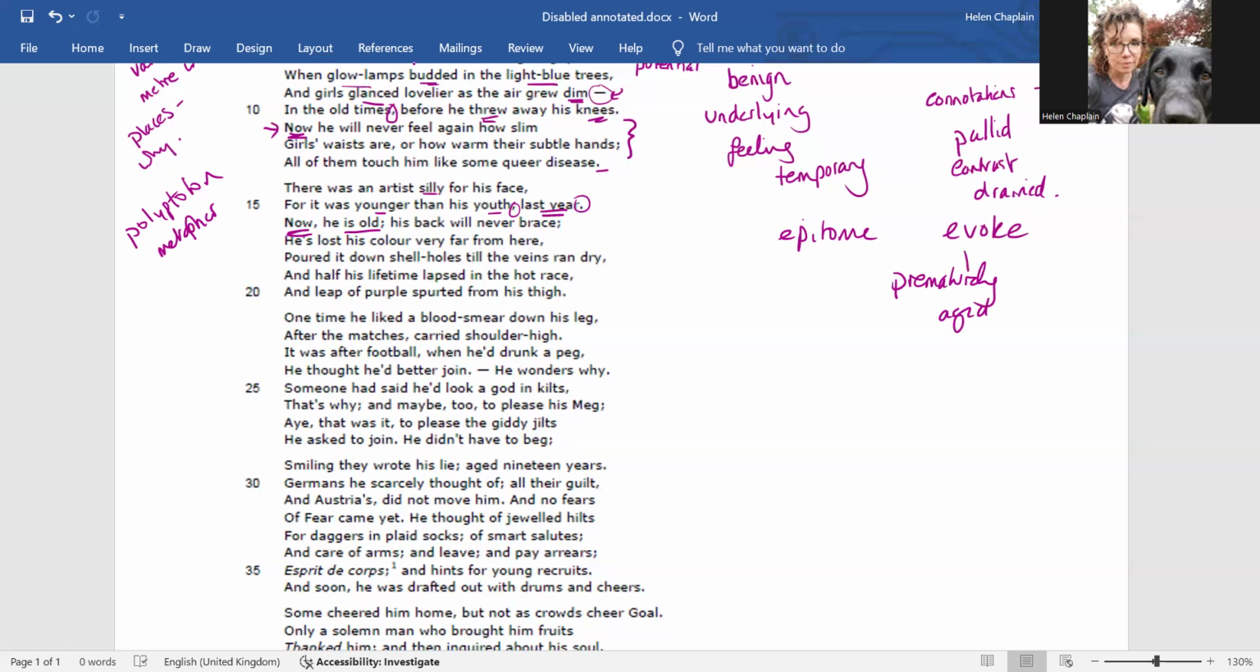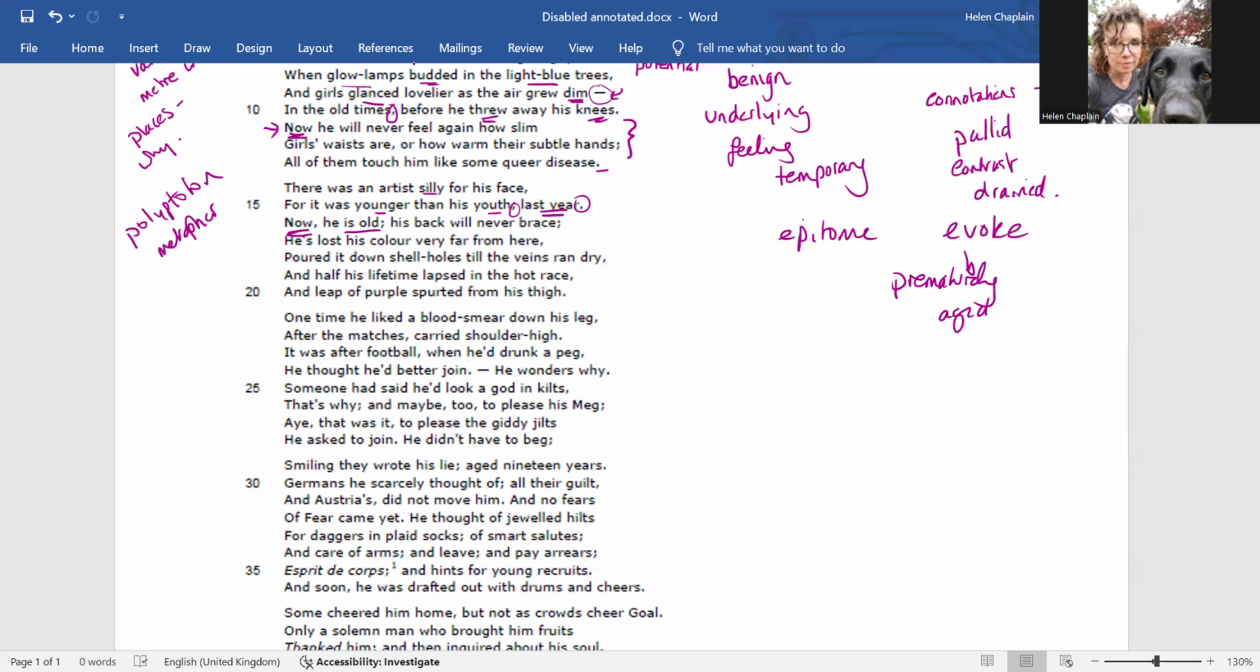Okay, my bad handwriting there, that's an E. Okay, his back will never brace. And again, that plosive alliteration. If you imagine when you're dancing with somebody, and you hold your back rigid, think Strictly Come Dancing, he's never going to be able to do that.